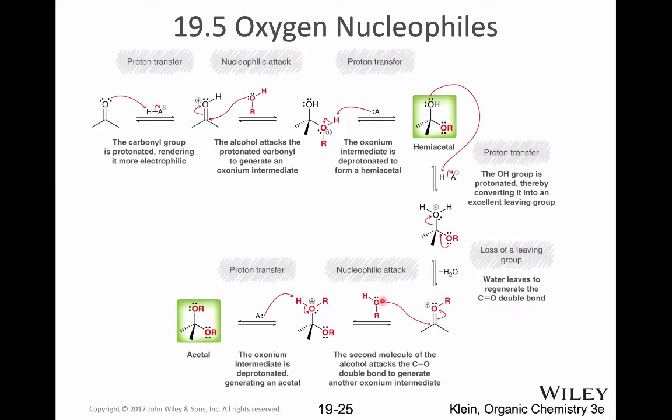This will then be attacked by another molecule of the alcohol to give you another oxonium intermediate, but the oxonium is now on a different oxygen. And then we regenerate our acid. The conjugate base is going to remove the hydrogen from this formally positively charged oxygen to give you the acetal. So overall, to get from here to the hemiacetal or hemiketal, that is the acid-catalyzed nucleophilic addition. And then to get from the hemiacetal to the acetal, that is an SN1 mechanism.